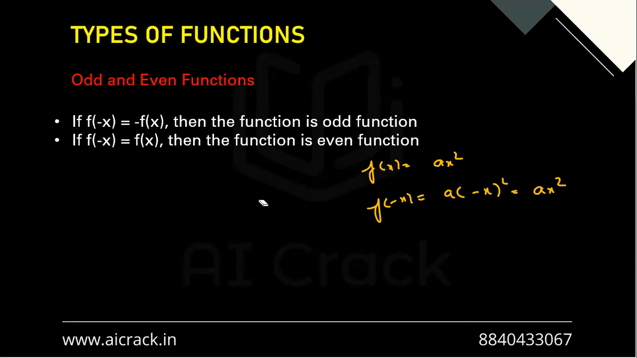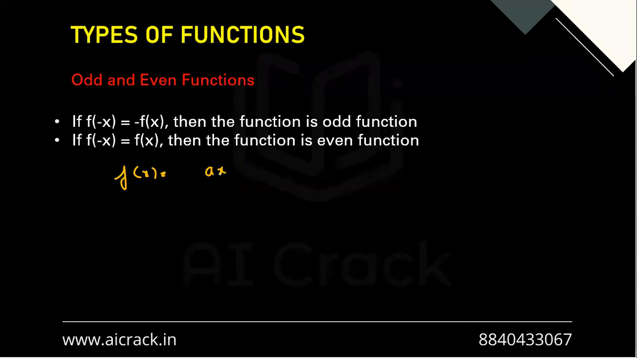Now talking about odd functions, let's say we have f of x equals a x, just a x, right? Now if we write f of minus x, then we'll have minus a x, which is minus of f of x, right? So this is an example of an odd function. Now I can see that whenever we have odd powers in the polynomial, then it's an odd function, and whenever we have even powers, then it's an even function.